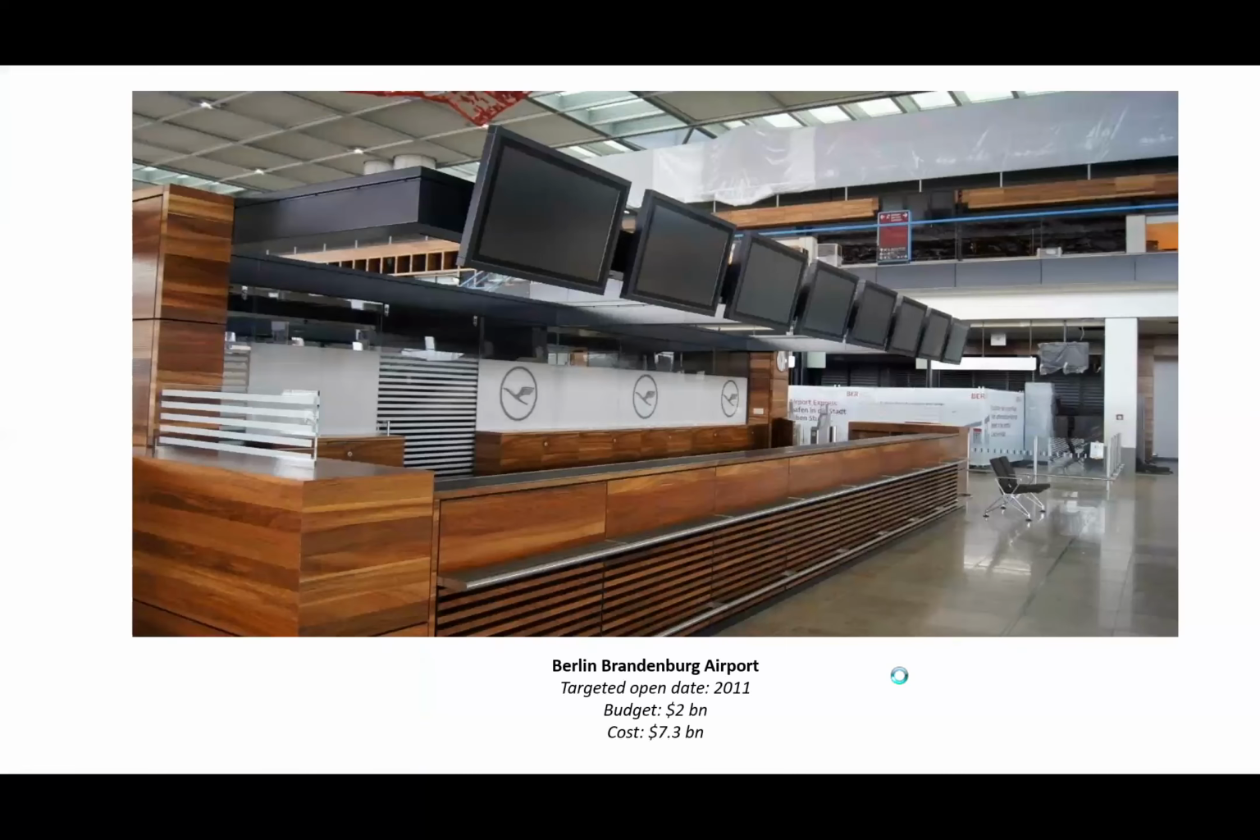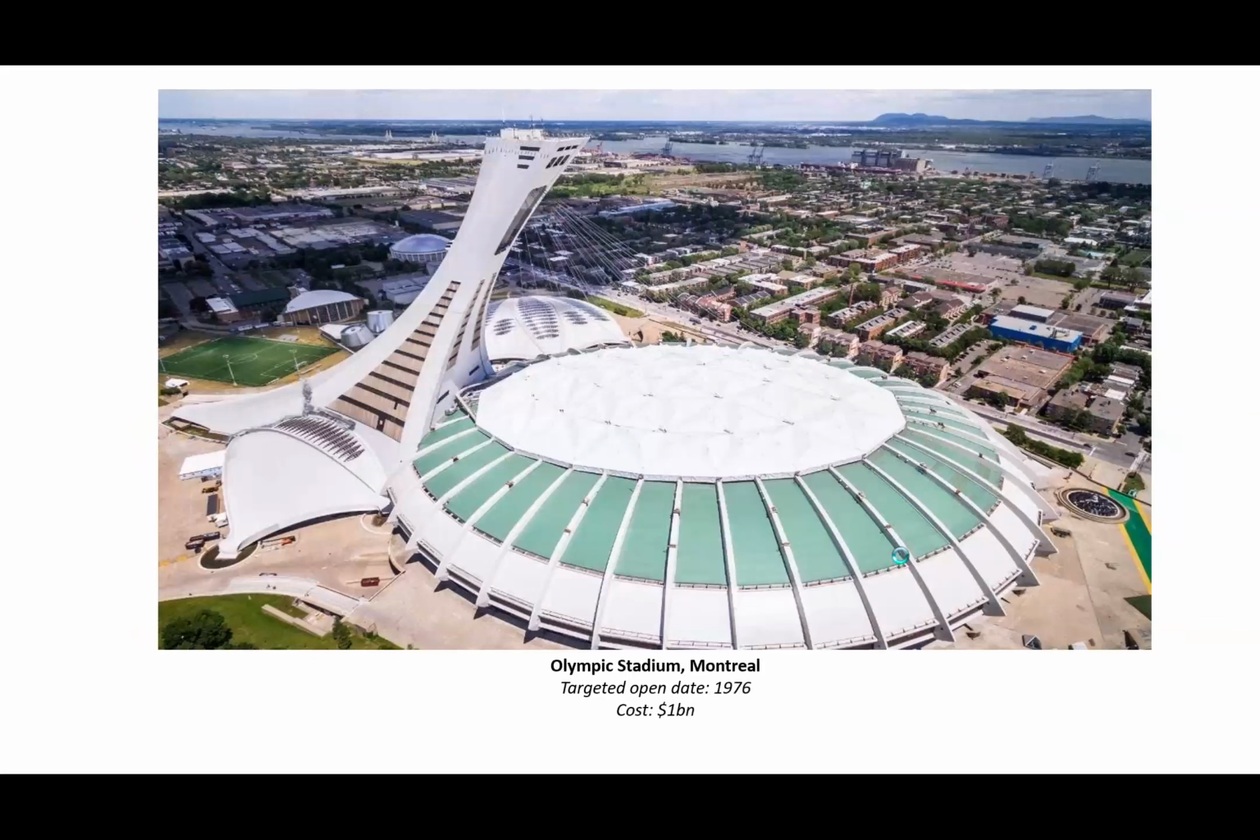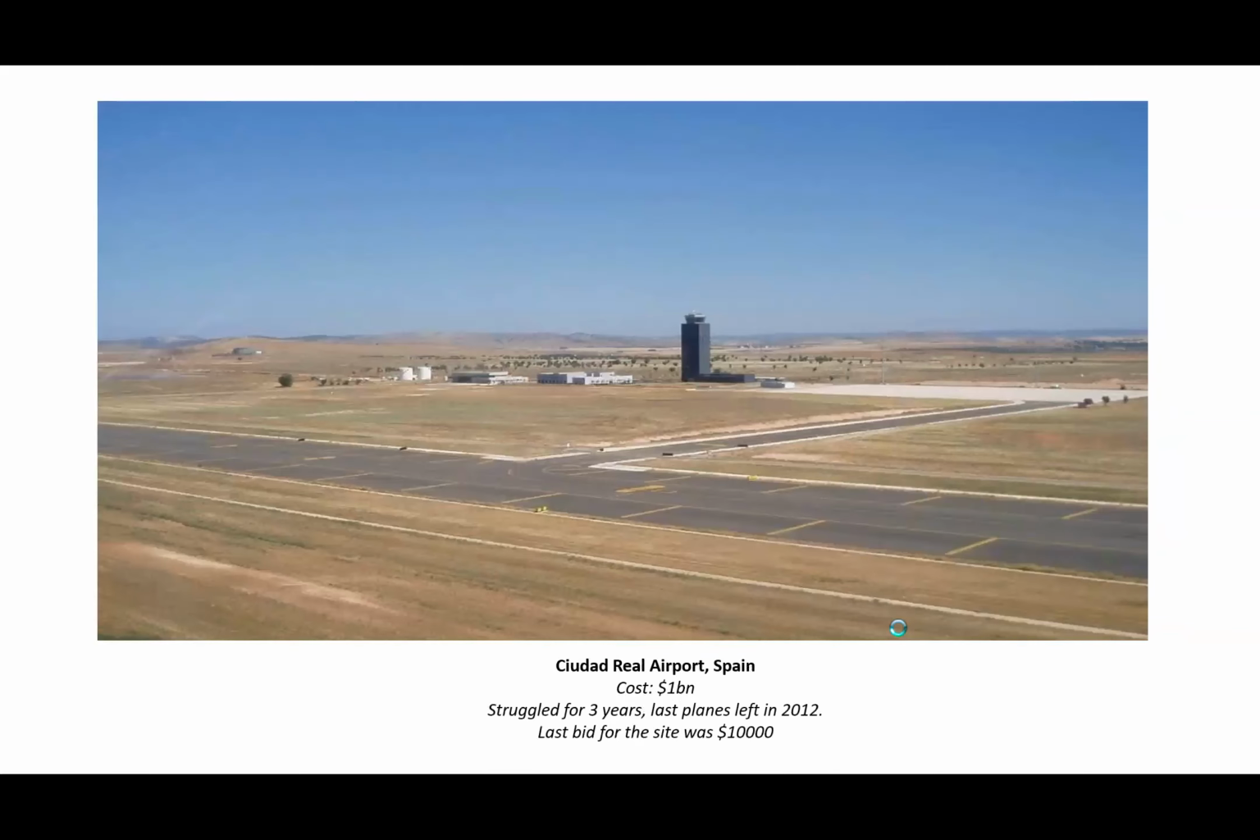This is in Germany, and I've touched on some unlikely customers in this one. The Berlin-Brandenburg Airport was targeted to open in 2011 with a budget of 2 billion. It finally cost 7.3 billion. No surprises there in terms of the cost overrun, but not used. The Montreal Olympic Stadium for the Montreal Olympics cost $1 billion. Useless.